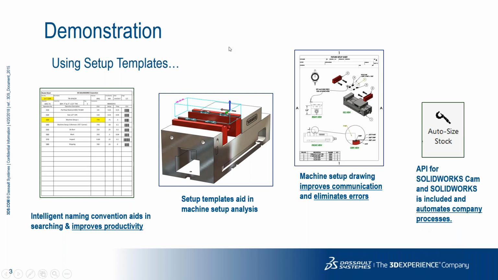And then finally, one of the things I want to tell you is that most of you know that the API for SOLIDWORKS has always been there, but there's also an API that ships with SOLIDWORKS CAM with the ability to call different CAM features and capabilities. So the API is available for SOLIDWORKS CAM and SOLIDWORKS and is basically included. And one of the things that you saw me do with it is use the auto size stock to help automate my company process. The big reason for that is that we wanted real-time accurate material lengths that we could order, okay?